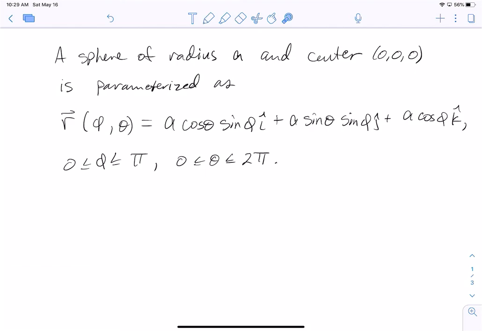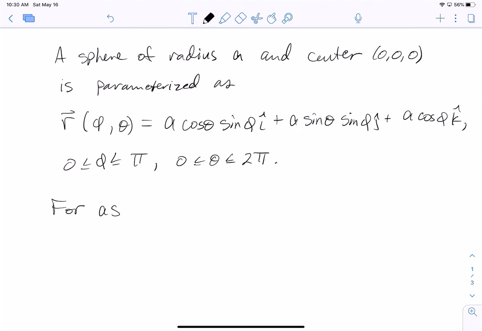You'll note the similarity to our conversion factors for going from rectangular to spherical coordinates. Instead of rho cosine theta sine phi for x, we have a fixed radius a cosine theta sine phi. And we need to have a fixed radius here because we aren't talking about 3 input variables here. We're only talking about 2.